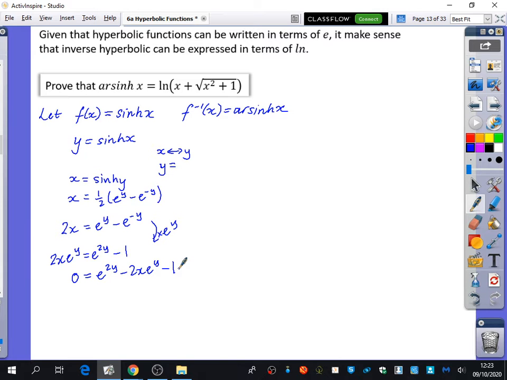How shall I solve this quadratic equation? Can I factorize? I could, but I'll give you two options. We can either complete the square or use the formula. Should we complete the square? Okay, let's complete the square. I don't really like the formula. So if I complete the square, what would be the brackets that we have here?